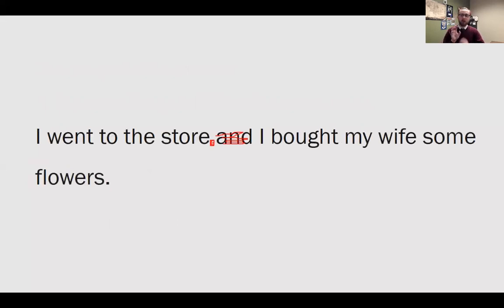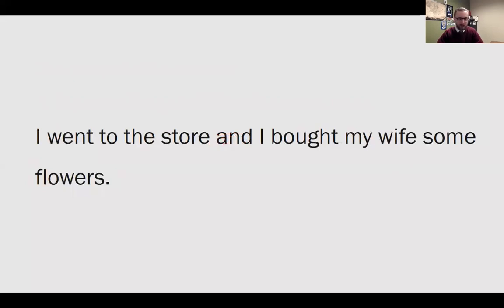When we create 2 sentences that way, it's going to sound very choppy. I went to the store. I bought my wife some flowers. Sometimes that's appropriate if I'm trying to be very emphatic in my speaking and I want to speak in short, choppy sentences. That's not usually the case. So let's try something else here.